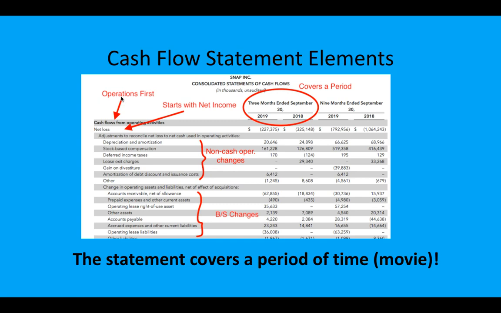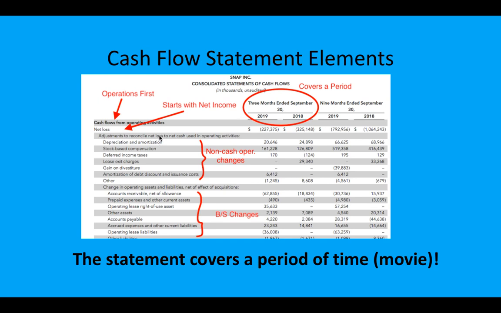The first thing is they start with operations, cash flow from operating activities, net loss. That's your net income. That's the very first thing you start with. If you recall, they lost $227 million for the quarter ending September 30th, 2019. That's your starting point. Then they add 20.6 million of depreciation and amortization. It had to go in their P&L statement, so that 227 million loss included 20 million of depreciation. But that's not a cash flow, so I'm going to add it back.